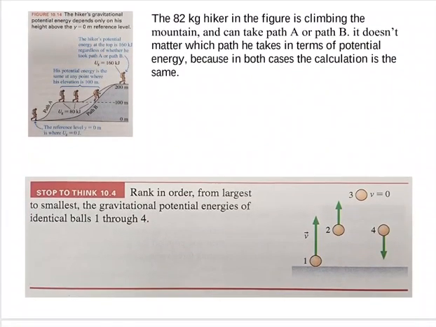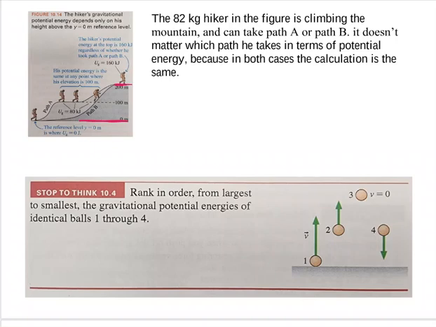All right. Next. The hiker's gravitational potential energy depends only on the height above the y equals 0 meters reference level. So the 0 meter reference level is right here. We have two different paths going on here. The 80 kilogram hiker in the figure is climbing the mountain and can take path A or path B. It doesn't matter which path this hiker takes in terms of potential energy, because in both cases, the calculation is the same. In both cases, the hiker winds up at 200 meters.